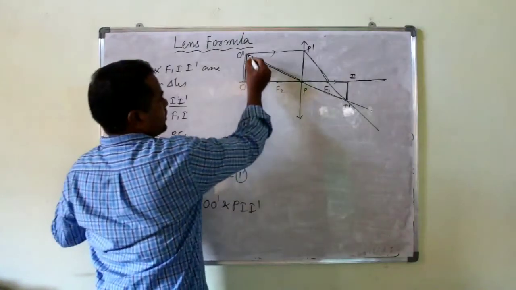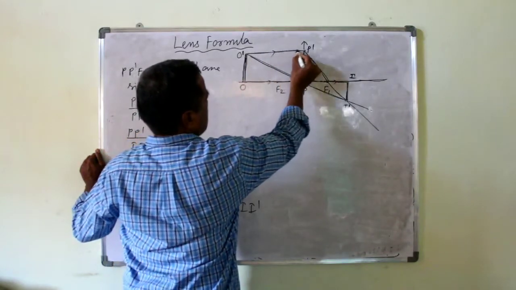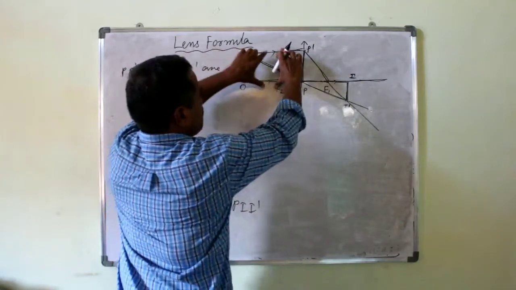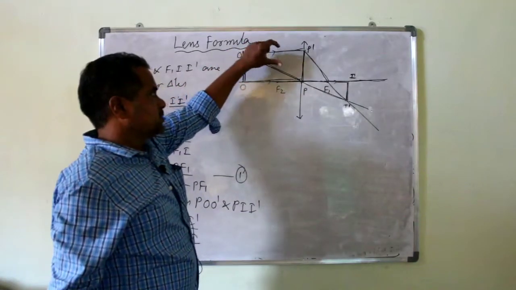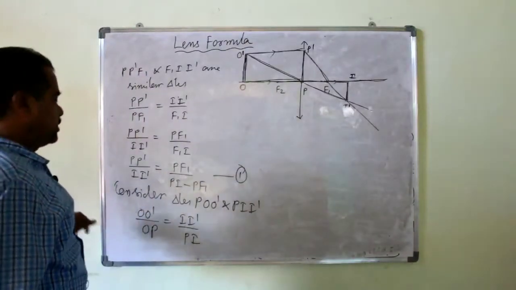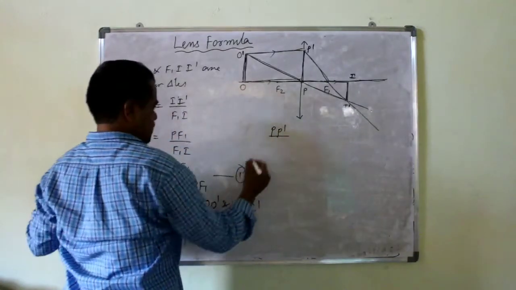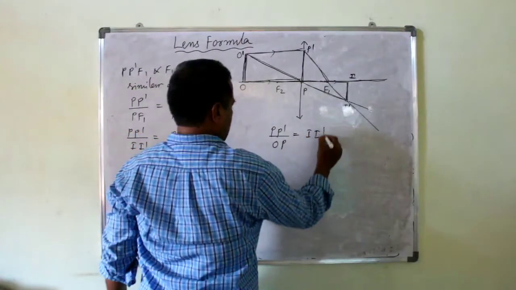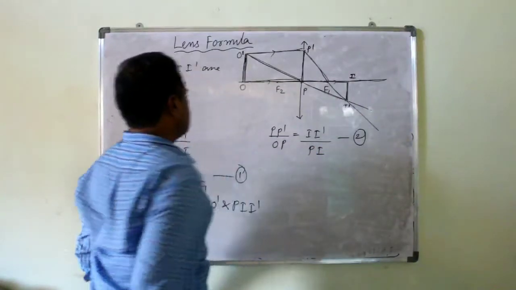So here O', the height of the object, is equal to PP', because these two lines are parallel to each other, so the distance between these two lines at any place must be equal. So in the place of O' we can substitute PP'. PP' by OP is equal to I' by PI. This is treated as equation 2.